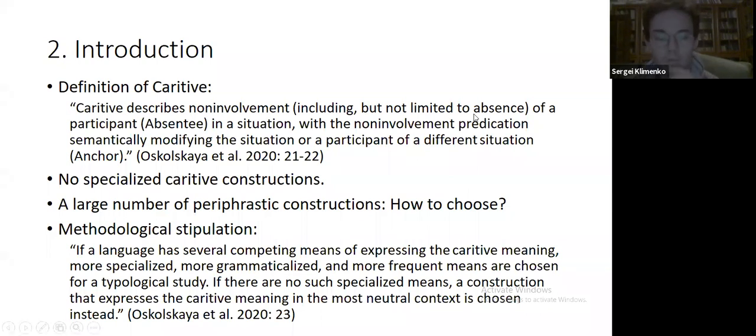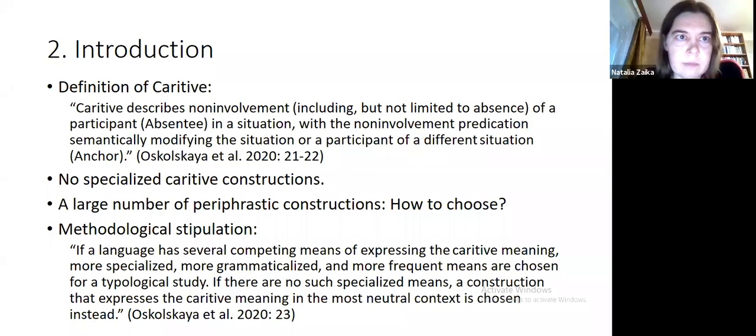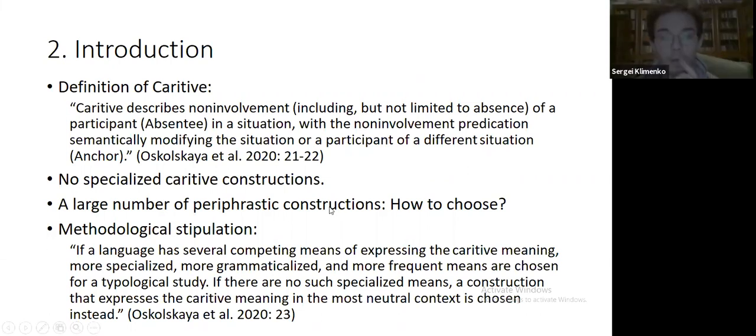However, there is a large number of periphrastic constructions. There are probably several dozens actually with different predicates. And of course, the natural question is, how do we choose which constructions we want to study?